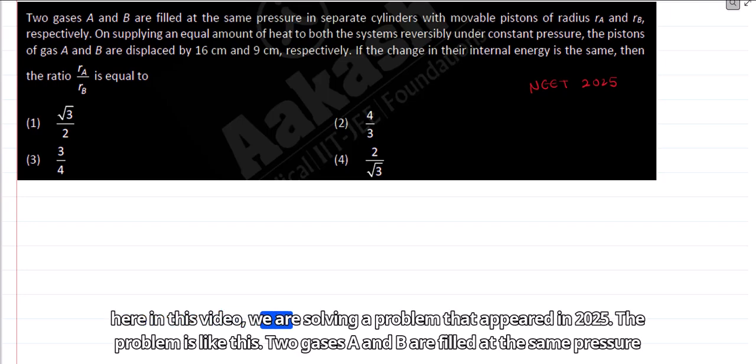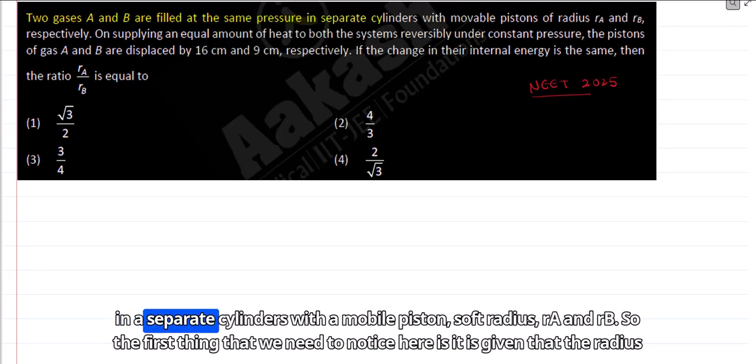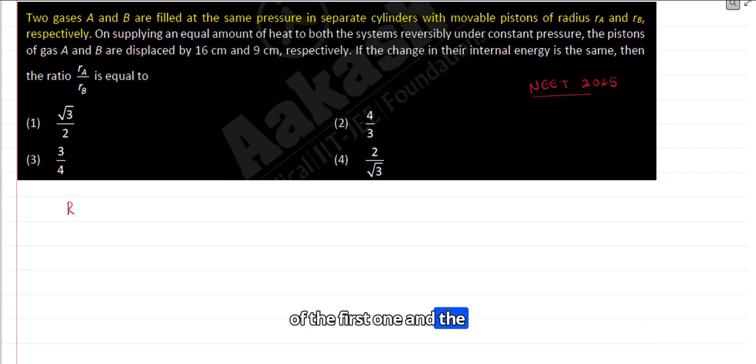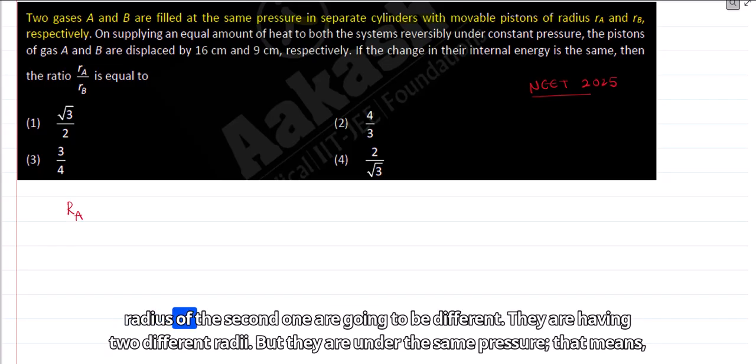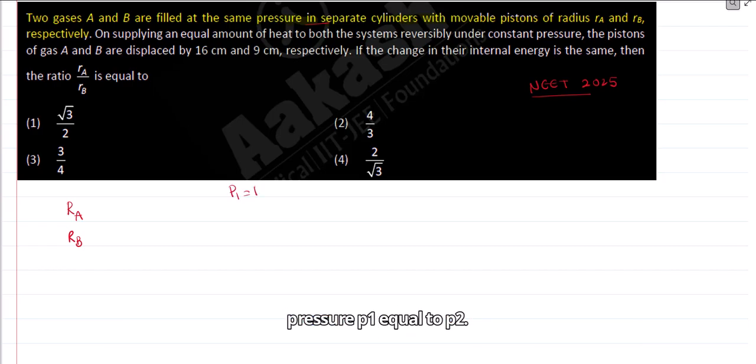Here in this video, we are solving a problem that appeared in NEET 2025. The problem is like this. Two gases A and B are filled at the same pressure in separate cylinders with movable pistons of radius RA and RB. The first thing we need to notice is that the radius of the first one and the radius of the second one are different. They have two different radii, but they are under the same pressure. That means pressure P1 equals P2, right?